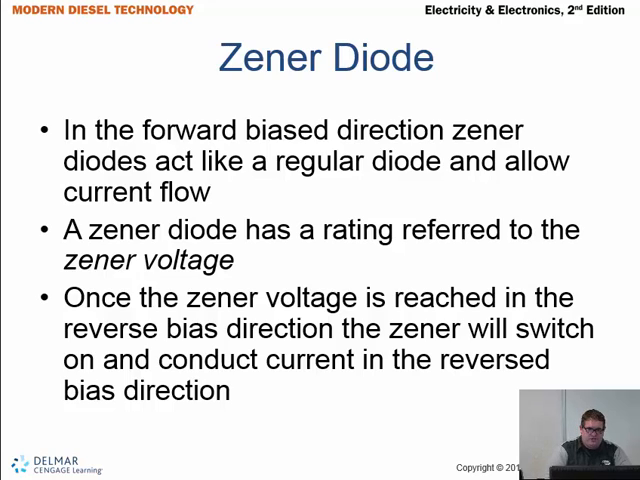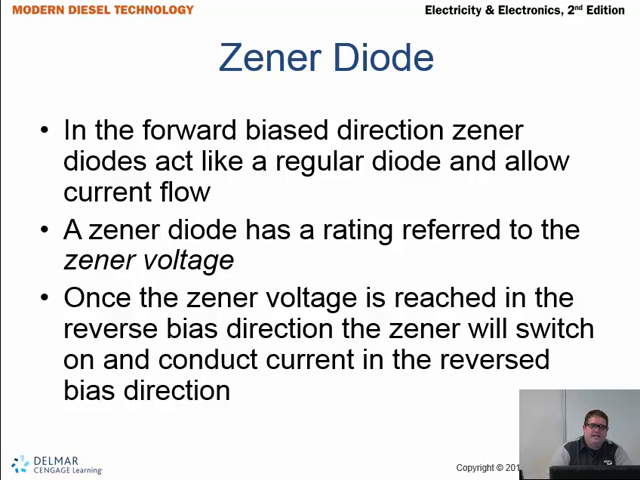All right, Zener diodes. In the forward bias direction, a Zener diode acts like a regular diode and allows current to flow. Totally normal, right? A Zener diode has a rating referred to as the Zener voltage. Once the Zener voltage is reached, the Zener will switch on and conduct current in the reverse bias direction.